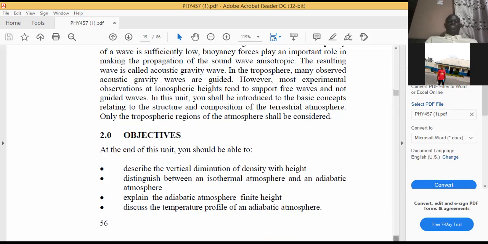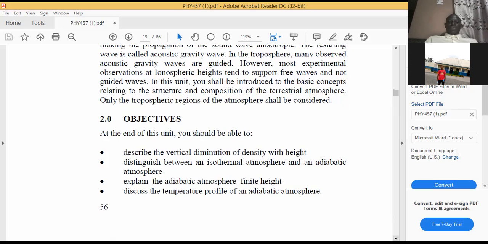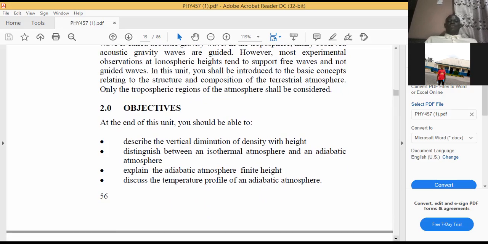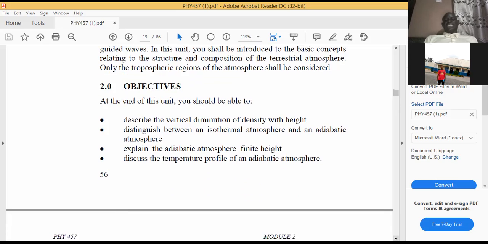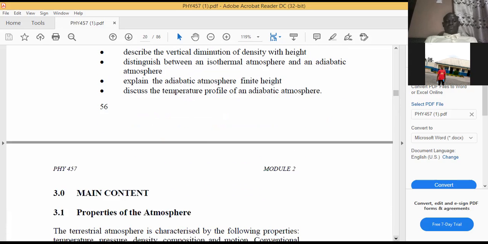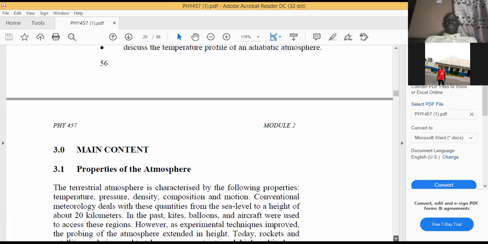So explain adiabatic atmosphere finite height. So those are the questions you should look at and discuss, the temperature profile of an adiabatic atmosphere. If you answer all these questions, I can guarantee you that if you don't score 80, it will be a mistake. I want you to have a high score. Those that took this course last session, the least of them got a B. And I want you to have the same as well.